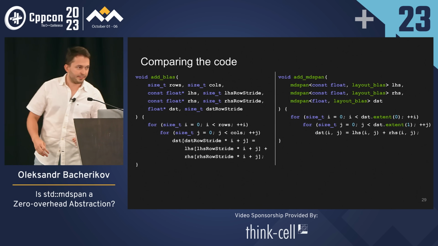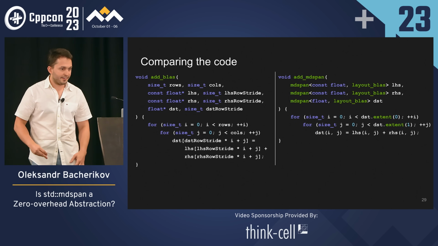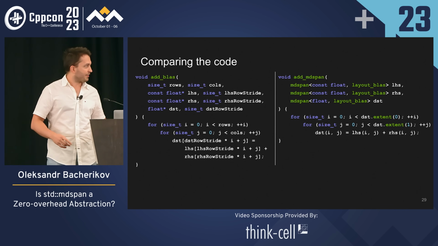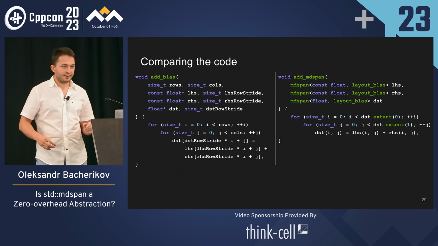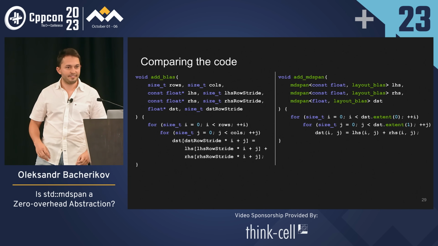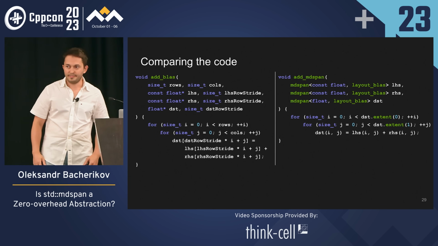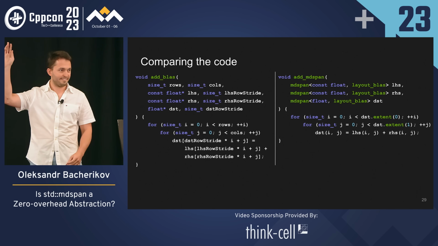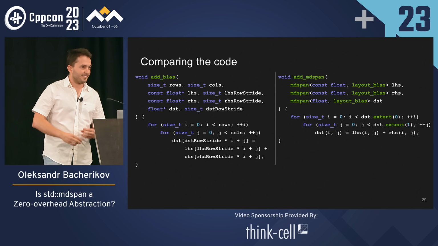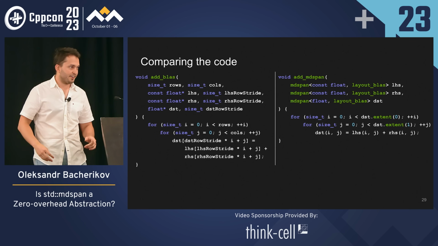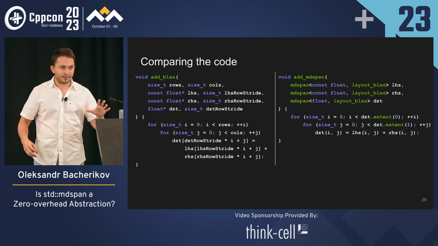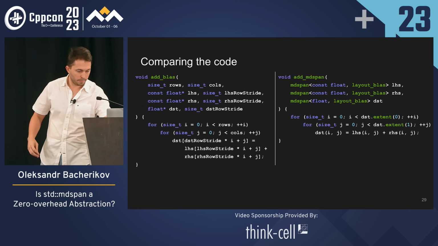OK, so now let's compare the code that we have. And I'd like to have a quick poll. Who in here prefers the BLAS version using row pointers? OK, who prefers the mdspan version? OK, so we have quite strong agreement here. But let's try to somehow measure this objectively, OK?